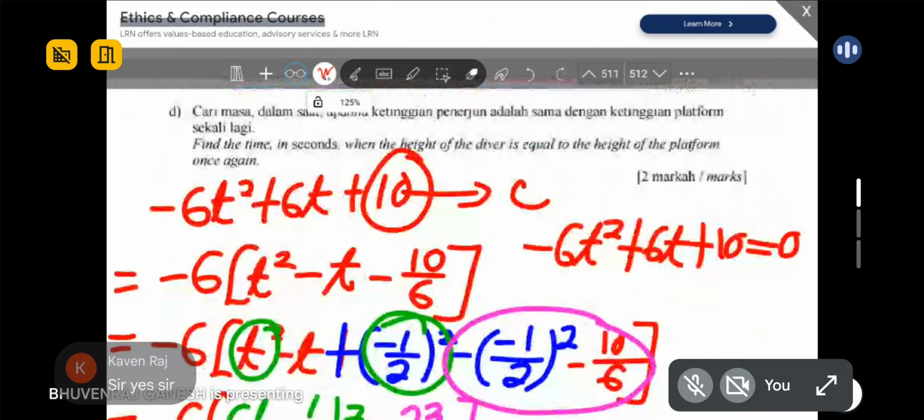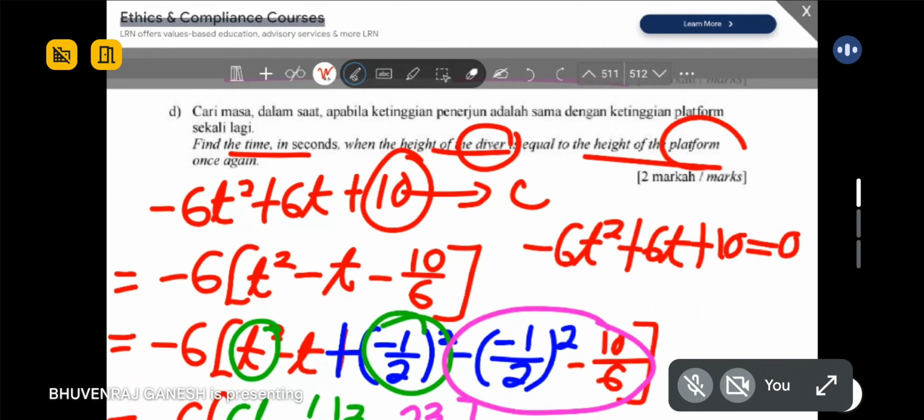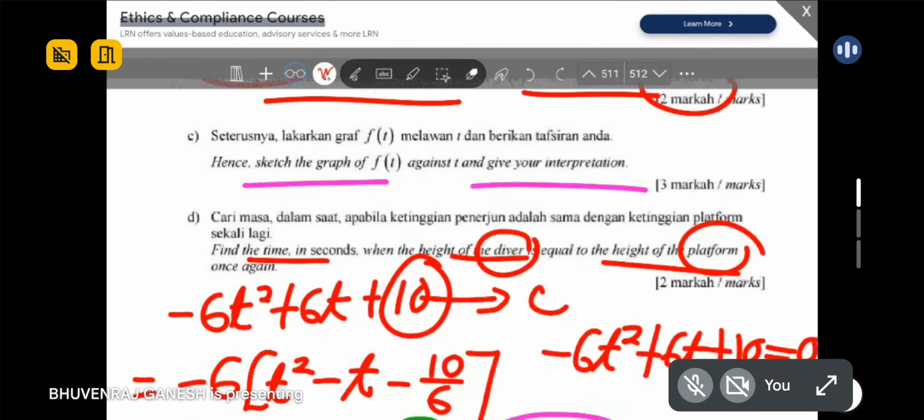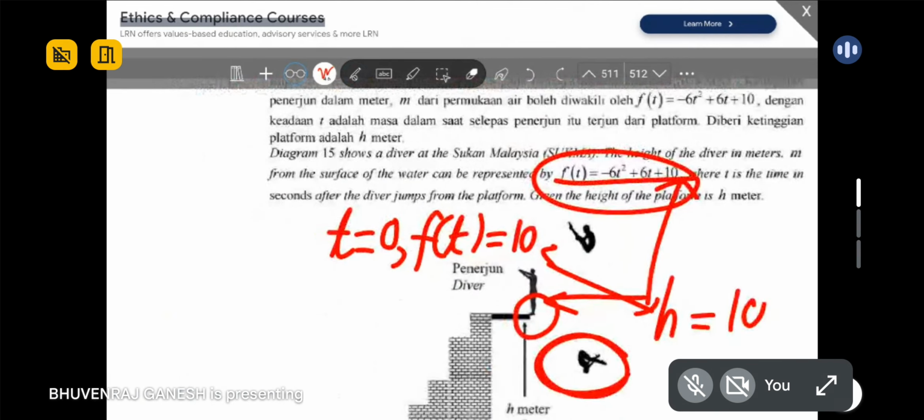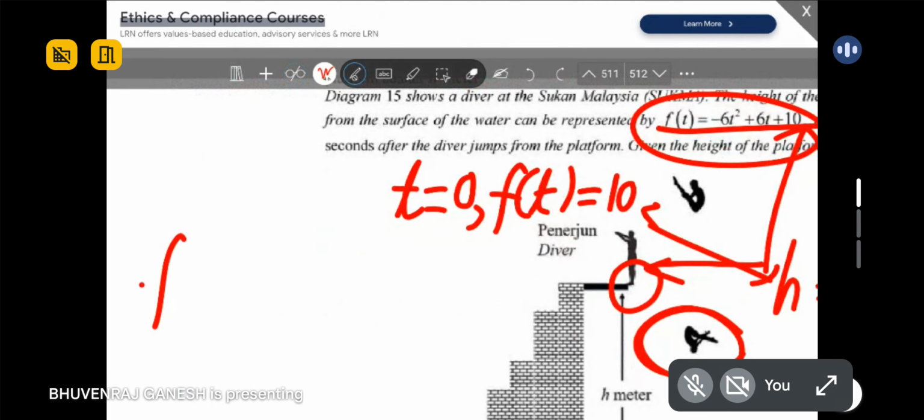All right. So last one. The last question is find the time in second when the height of diver equal to height of platform. So how to solve this, guys? Ketinggian penerjun sama dengan ketinggian platform. So you have to use your equation over here. So this is your equation.